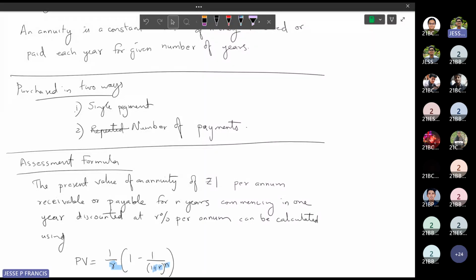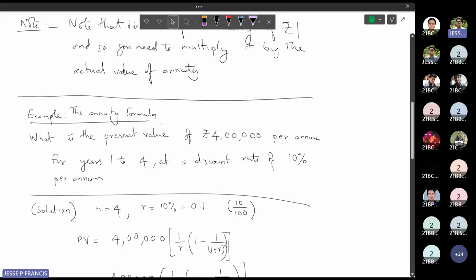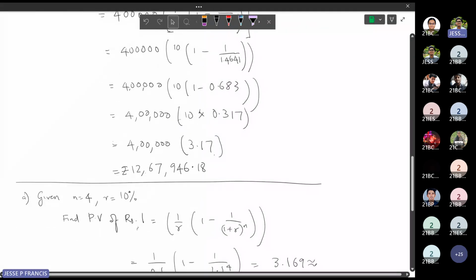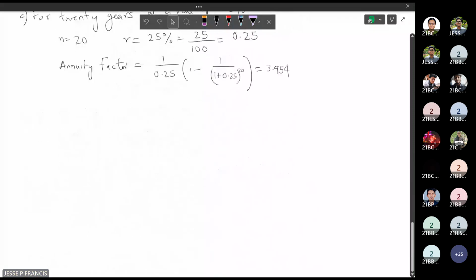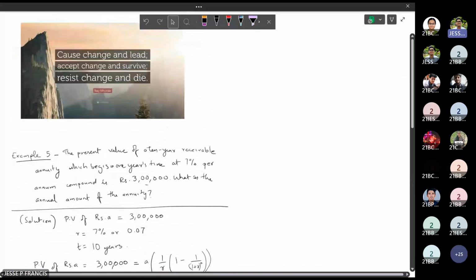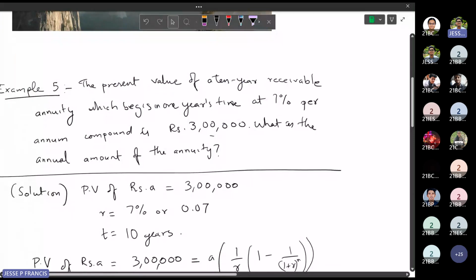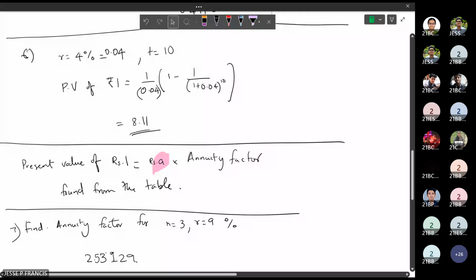Well, we had an assessment formula to find the annuity factor, and we also learned to use the annuity table to find the annuity factor. Then we did a few examples. That's pretty much about annuity beginning. Then we did a few examples on making conclusions with annuity.